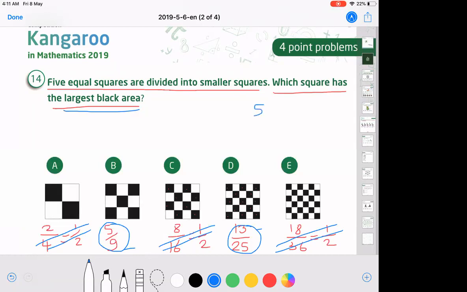But which one of these 2 fractions is the greatest? If we need to compare between 2 fractions, simply we make a scissor. We will find this one is the greatest. So letter B is the largest black area.